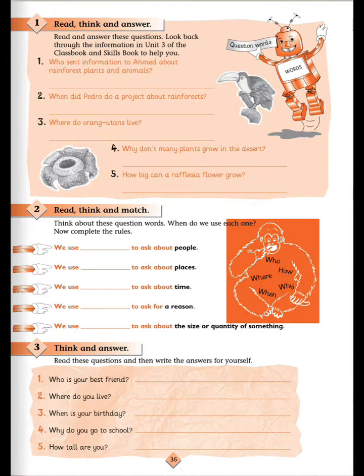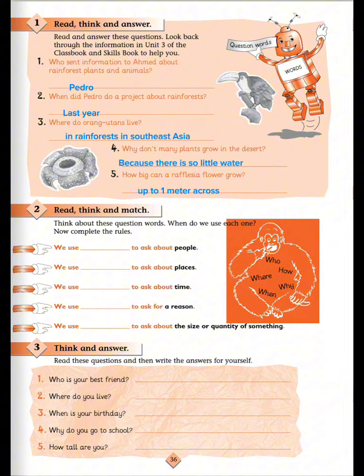Exercise number 1. Read, think and answer. Read and answer these questions. Look back through the information in Unit 3 of the class book and skills book to help you. Let's see the answers. Number 1. Who sent information to Ahmed about rainforests, plants, and animals? Pedro.